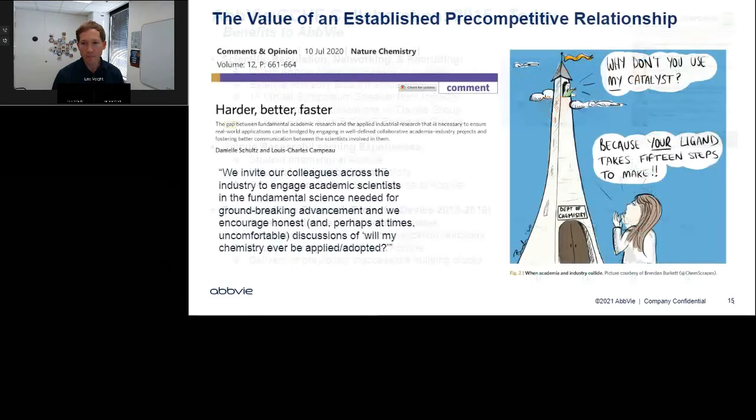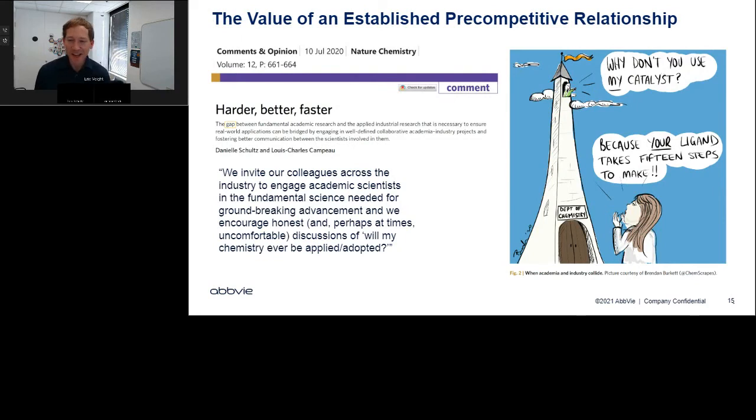So to remind you of this article, I just wanted to snapshot this. Specifically, Dani and LC highlighted the gap between discovery and process, which I mentioned. There's another gap that Dani and LC talked about in this article, between fundamental academic research and the applied industrial research that's necessary to ensure real-world application. So there was a call here to engage academic scientists and have this honest and maybe uncomfortable discussion about, will my chemistry ever be adopted?